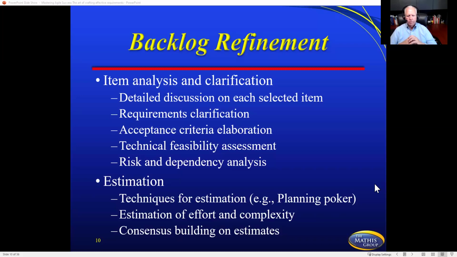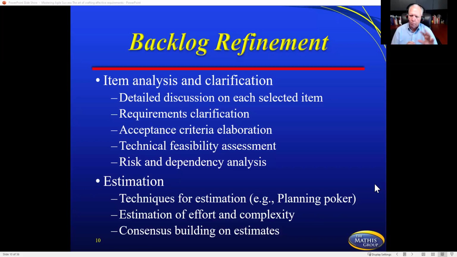The estimation techniques involve a lot of different things. Most of you have used some of those with the Fibonacci cards and planning poker, and then the dot estimation, just a lot of different things for prioritization and for estimating. And then estimation of effort and complexity. Your team is estimating this.